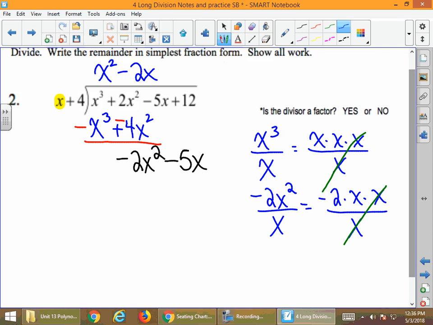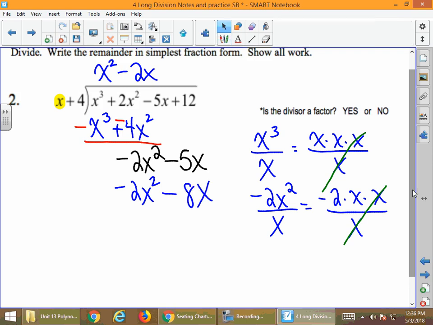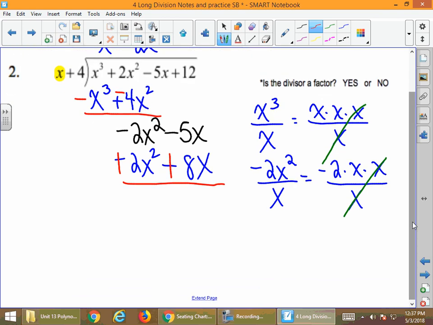We need to be careful with our signs. -2x times x is -2x squared. -2x times positive 4 is -8x. Change both signs. That's the subtraction process. And when we change both signs, negative 2x squared plus 2x squared cancels out. Negative 5x plus 8x gives us 3x. And then we need to bring down the next term, which is our plus 12.